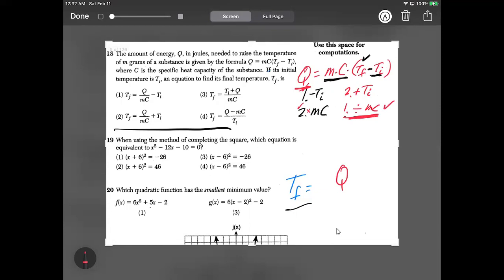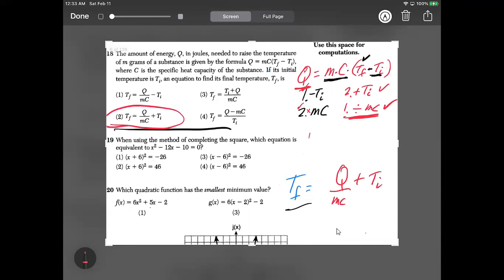So the first step that we're going to do is divide by M times C. So we check that off. And then the next thing that we're going to do is add TI to that whole quantity. And that's what we have. That's the problem. And that would be choice number 2.